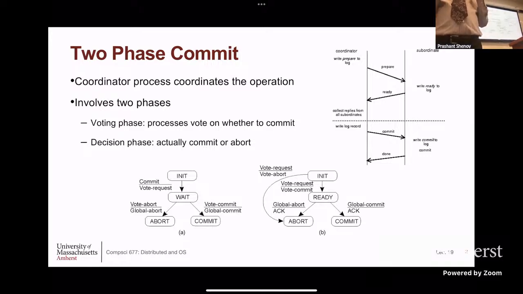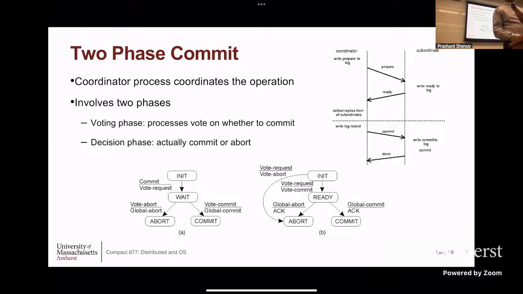The coordinator asks all the participants to vote for commit or abort, and gets back the votes. If all the votes are yes, you say commit. If at least one is no, then everyone has to abort. All right, so this is straightforward.